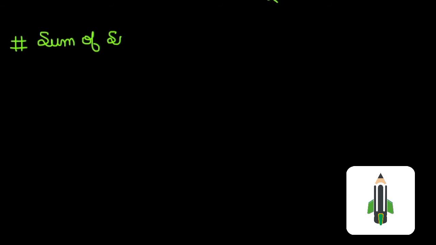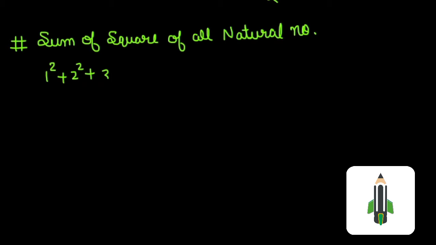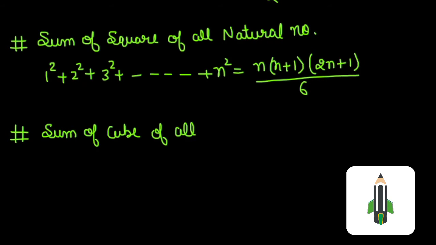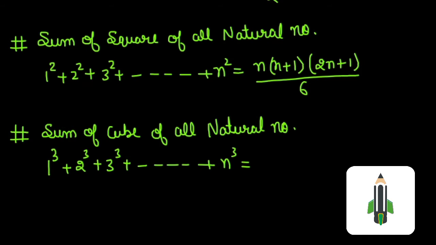Sum of squares of all natural numbers: 1 square plus 2 square plus 3 square plus ... plus n square is equal to n(n+1)(2n+1)/6. Sum of cubes of all natural numbers: 1 cube plus 2 cube plus 3 cube plus ... plus n cube, and the formula is (n(n+1)/2) whole square, or we can say that it is the square of the sum of all natural numbers.